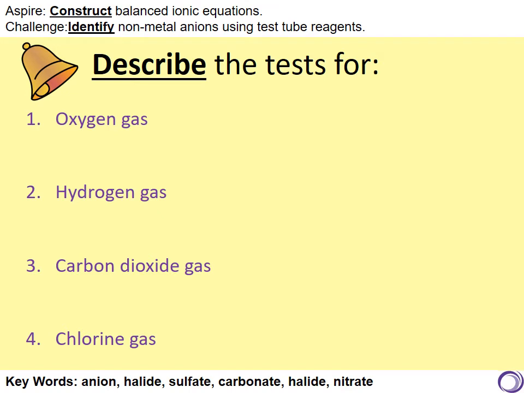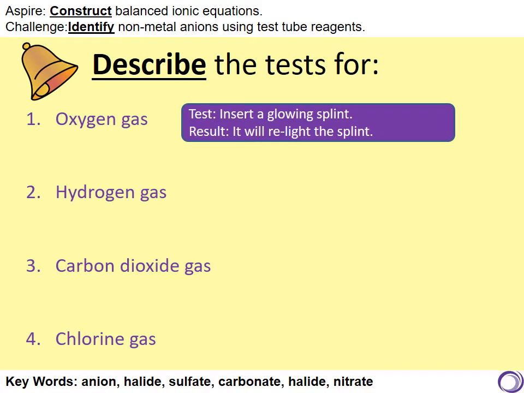How did we get on then? So, to test for oxygen gas, you need to insert a glowing splint. The result of the test, if oxygen is present, is that the glowing splint will relight.